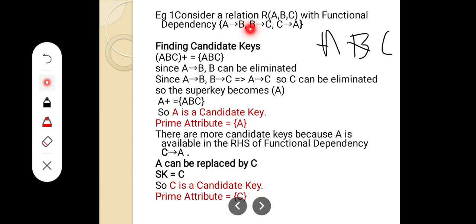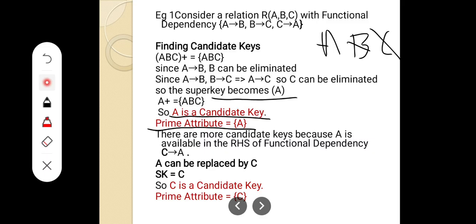Any other functional dependency? A determines B, B determines C, so that means A determines C. A is determining C, so we can remove C also. So our super key became A. It is minimized to A. Since we have only one member in the super key, there is no subset. So A is a candidate key and the prime attribute is A.